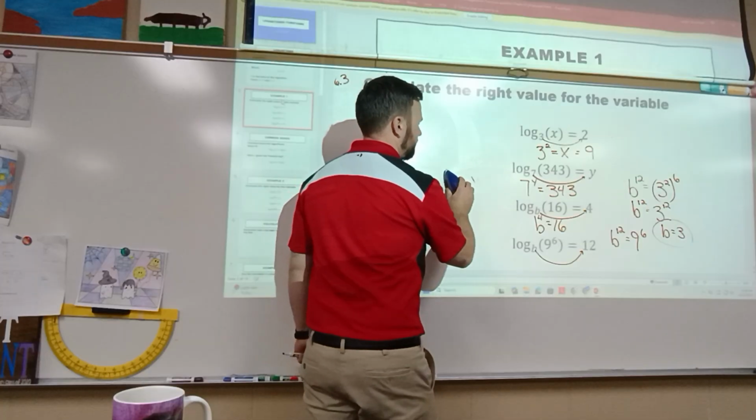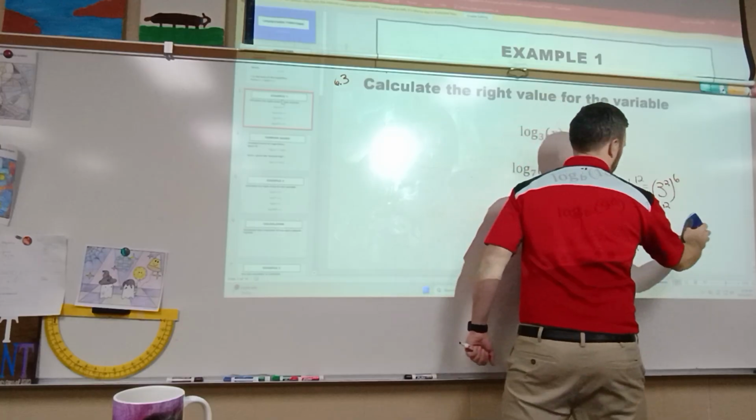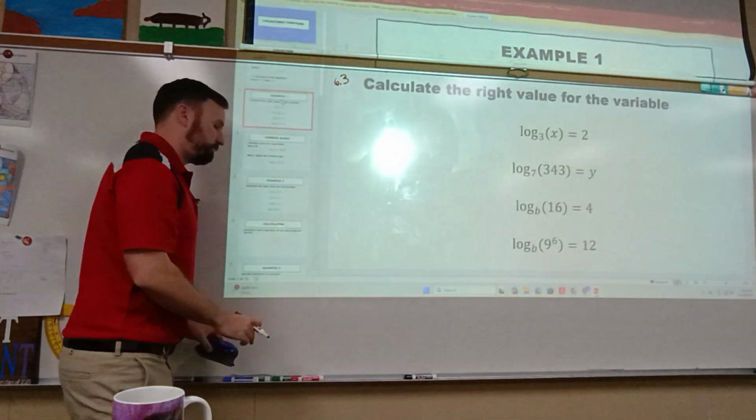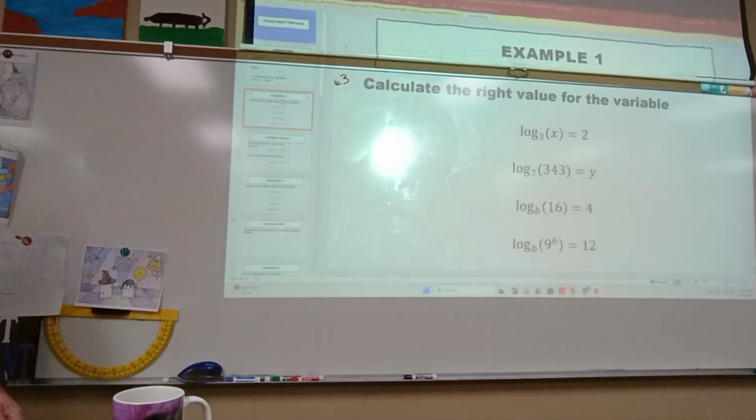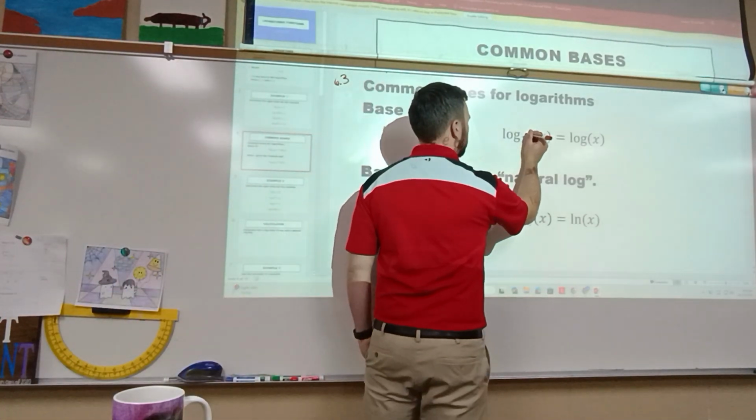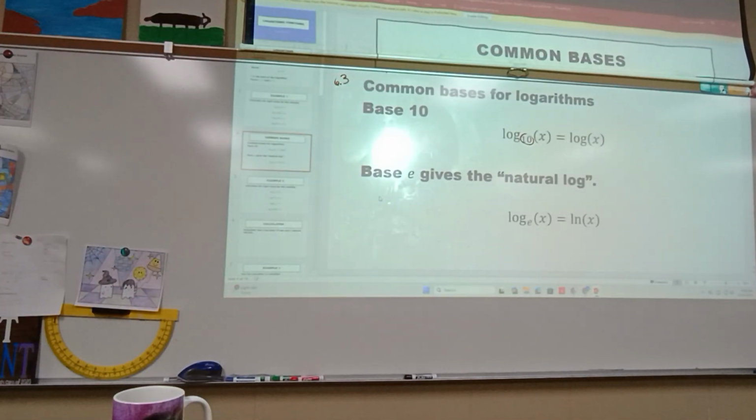Now, if you've ever done chemistry or physics with how loud something is, those are always logs, or the Richter scale of an earthquake. In those science classes, they don't have a number by the log. If there is not a number by the log, it is assumed to be a 10, okay? On your calculators right now, if you look at them, you have a log button, and that log button is log base 10, okay?